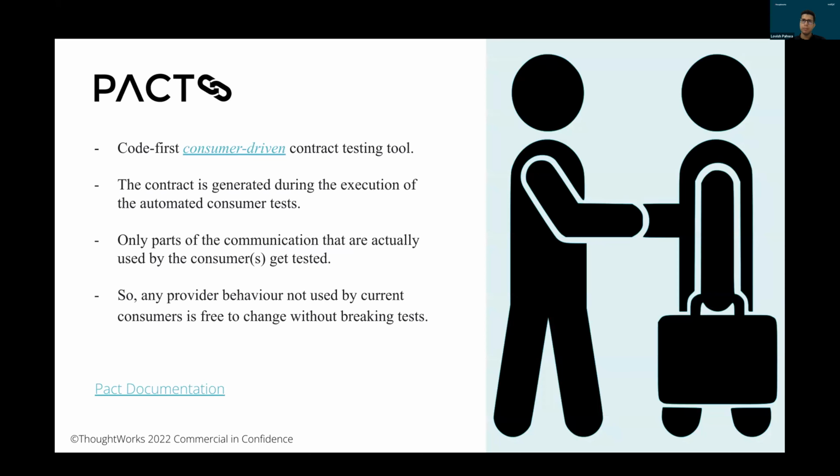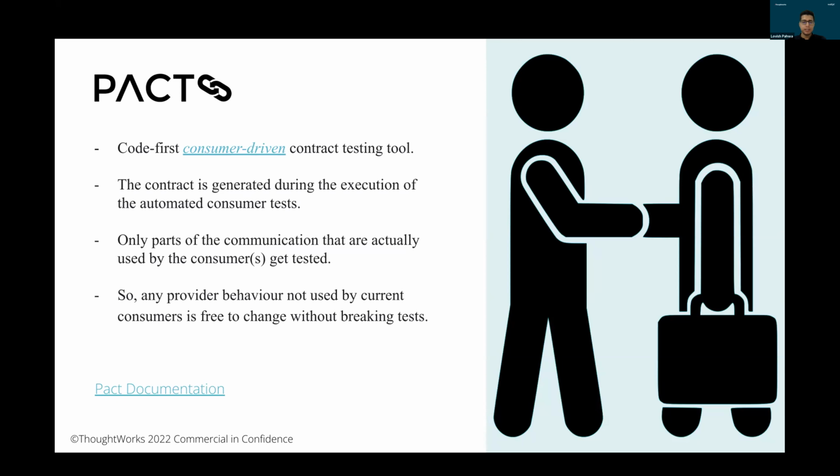So the Pact framework provides us some classified libraries and classes which we can use to implement the contract testing: the consumer test, provider test, publishing of contracts. These libraries and classes are provided by the Pact framework. It also provides us a Pact broker. So here you can see it's a code first consumer driven contract testing tool, because the consumer decides the contract and publishes that, and then the provider takes care of that. That's why we call it code first consumer driven.